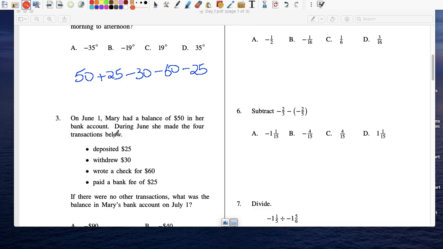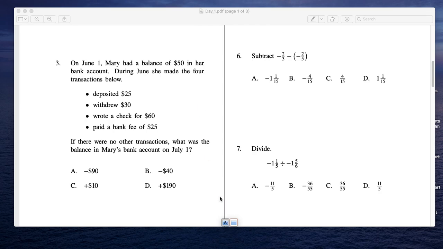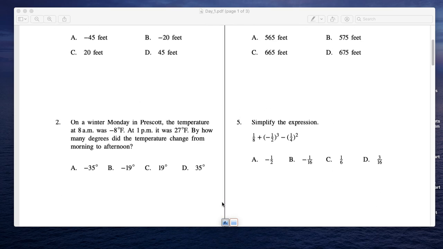If there were no other transactions, what was the balance in her account? Well, all you gotta do is add or subtract those. So 50 plus 25 minus 30 minus 60 minus 25 gives you negative 40 in her account, which means she owes the bank money. So the answer for 3 would be B. Okay, let's go to 4.